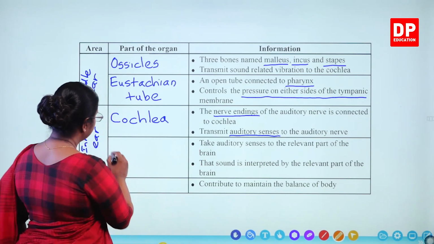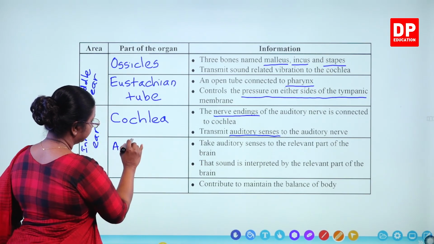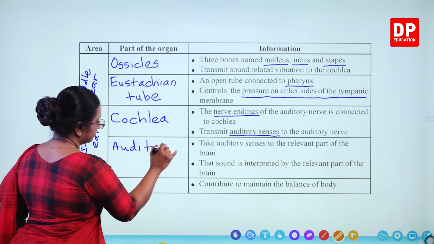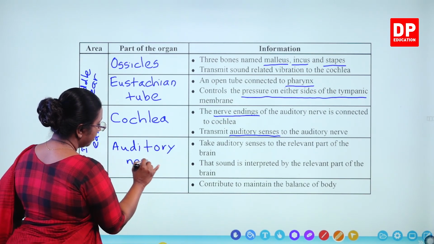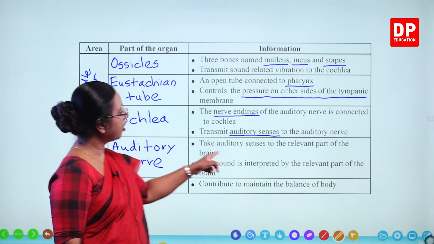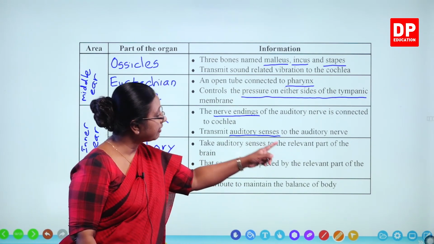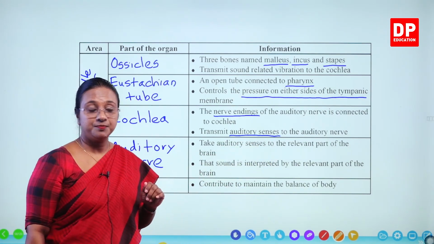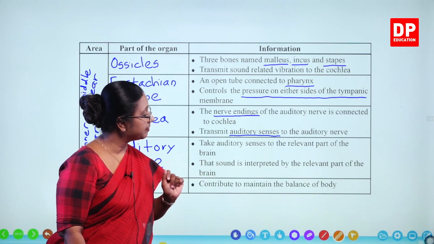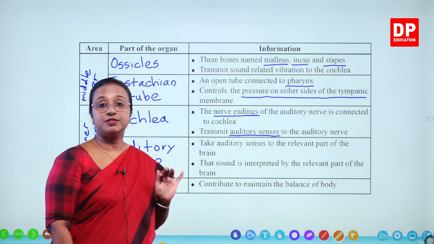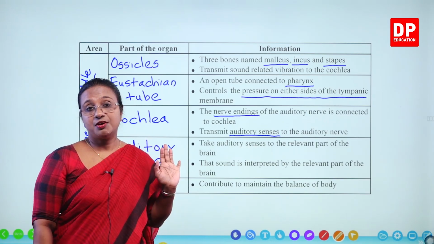Then after that, the auditory nerve. The auditory nerve takes auditory sensors to the relevant part of the brain. And that sound is interpreted by the relevant part of the brain. Is that clear to you all, students?